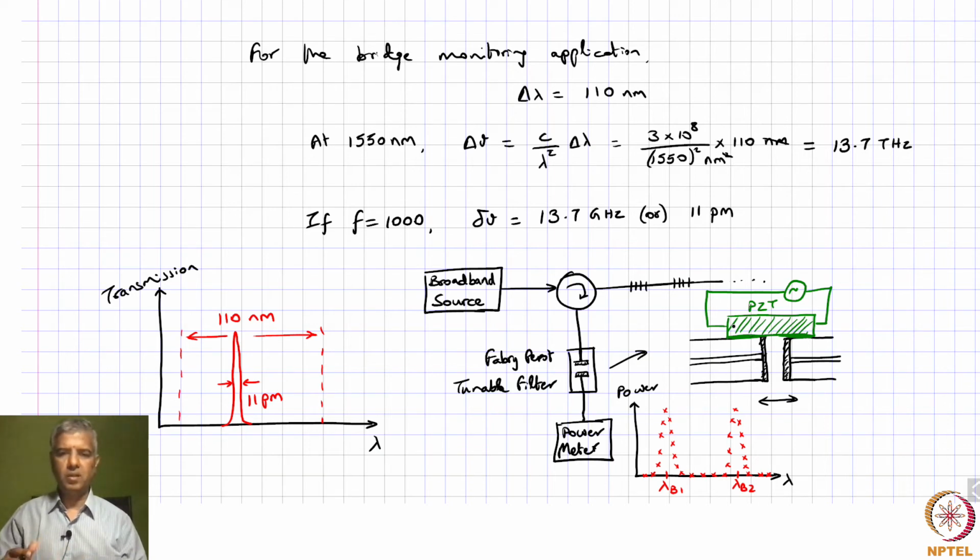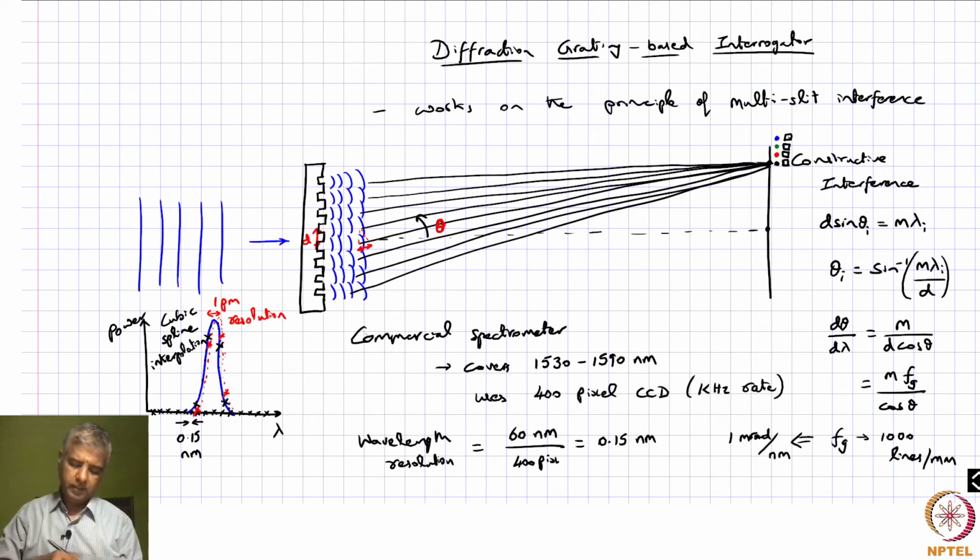For the bridge monitoring application we were looking at, we wanted this entire scan done within 1 second. If you are doing it at 10 kilohertz, let's say, then you can do 10,000 points within a second, with a resolution of possibly 11 picometers in this case. So both of these techniques, the tunable filter interrogation and the diffraction grating based interrogation, are fairly good at measuring a wide spectrum with a large number of grating sensors.